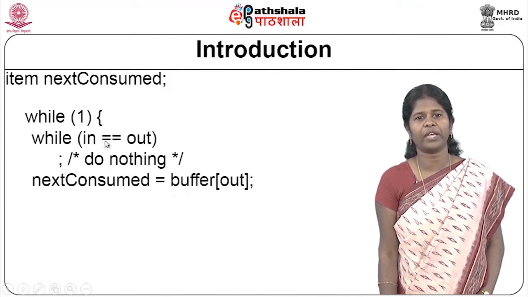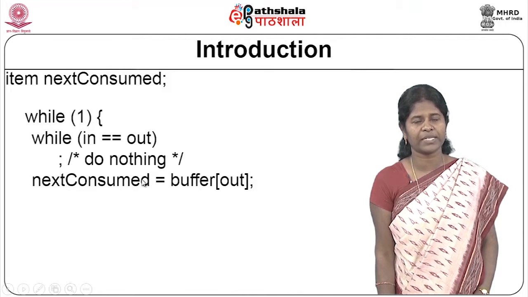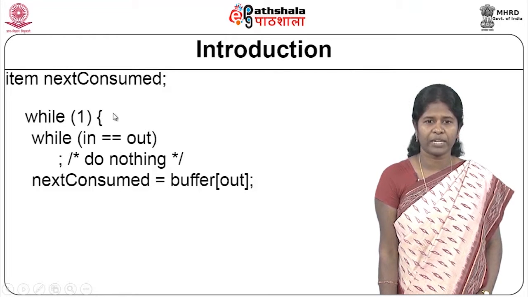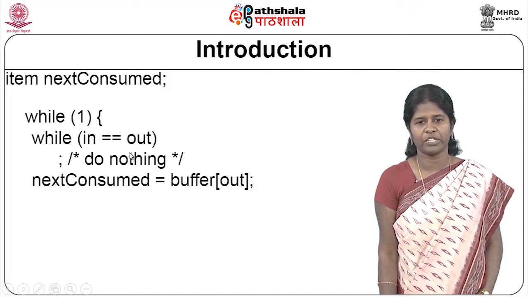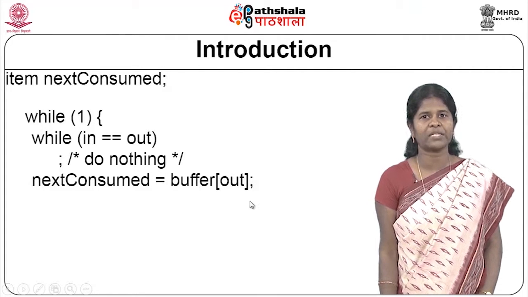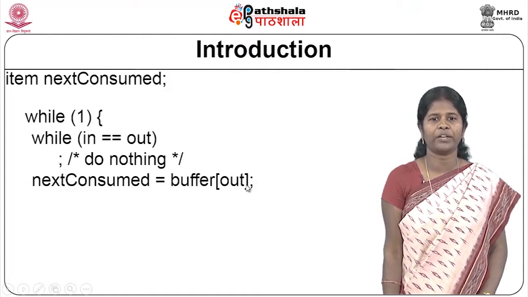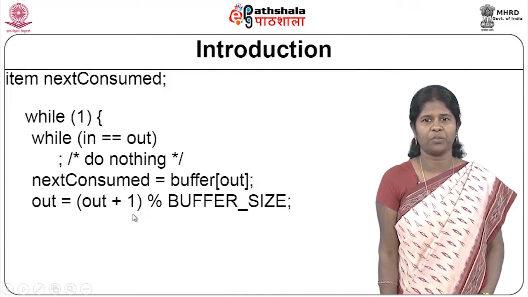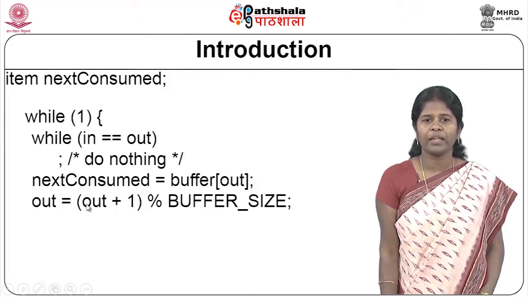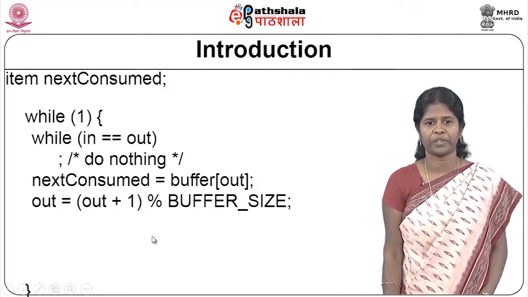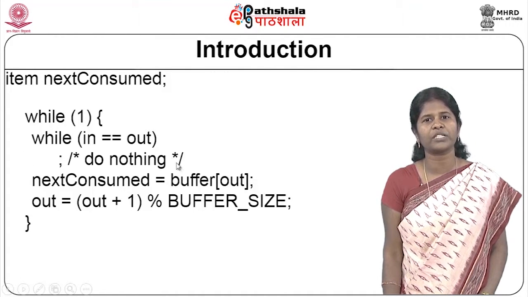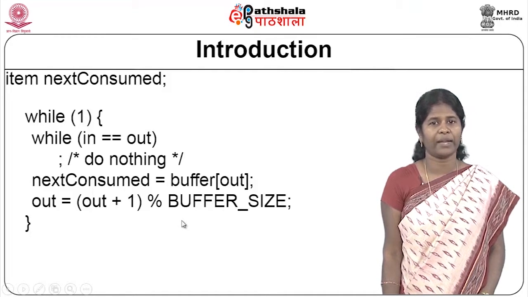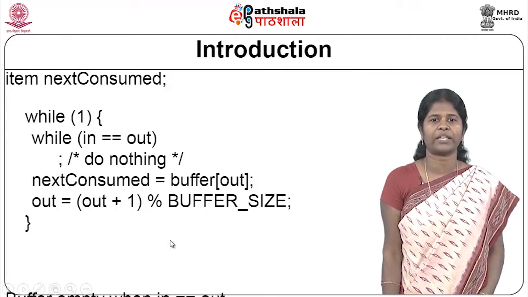For the consumer, the code will look something like this. It will first check if in is equal to out. If in and out point to the same location, then it means that the consumer cannot consume, the buffer is empty. And if the buffer is not empty, then it can remove the item that is placed in the buffer pointed to by the out pointer and consume it. After consuming an item from the buffer, the out pointer is incremented. And this solution to the bounded buffer problem does not allow us to place all n items into the buffer. You can place only n-1 items into the buffer.